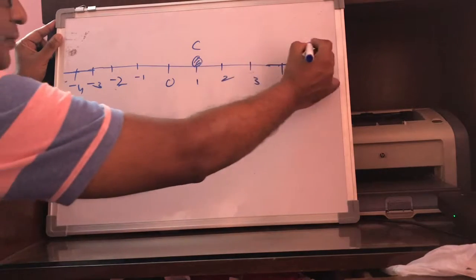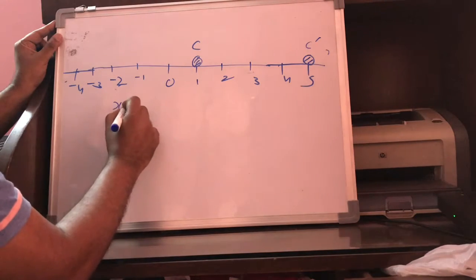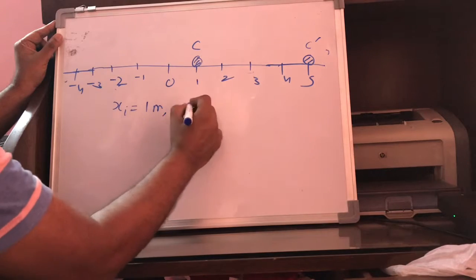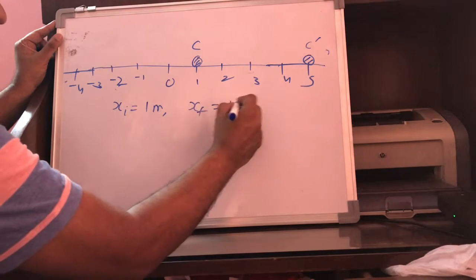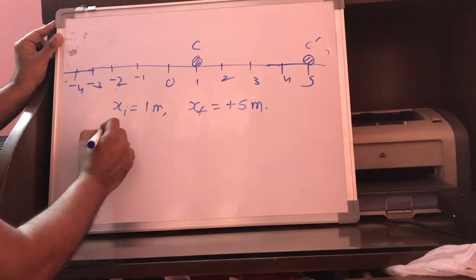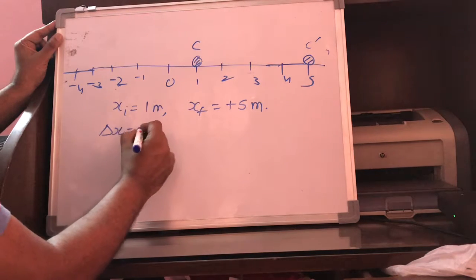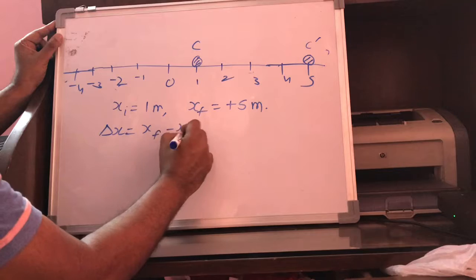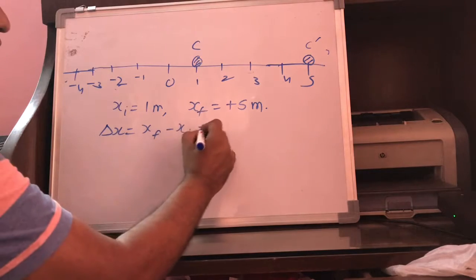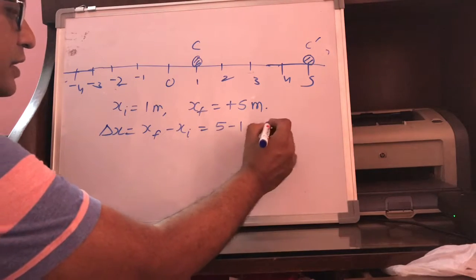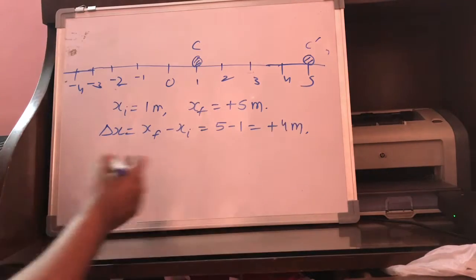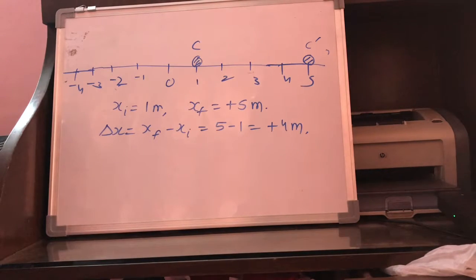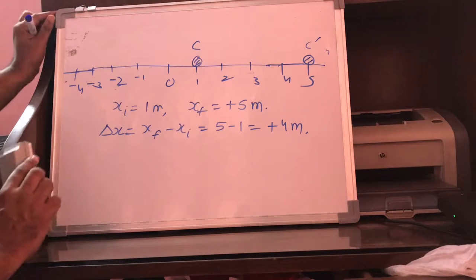So position C dash. So here the initial position of the ball is 1 meter, and the final position of the ball is equal to +5 meter. So what is the change in position of the ball? The change in position of the ball is xf minus xi, which is equal to 5 minus 1, which is equal to +4 meter. So in this case, the displacement is found to be equal to +4 meter, which is a positive displacement.